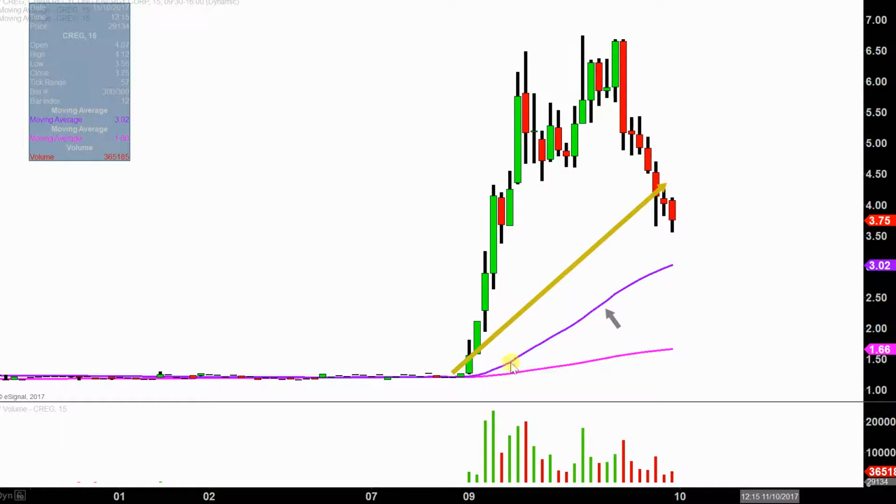Keyword there being moving. So as time goes by, that purple line is going to continue to move itself higher and higher. And from a very black and white perspective, like I said, keep it simple, stupid. As long as the price stays above that purple line, as the line itself moves higher and higher, then the bulls are in control from the overall sense.